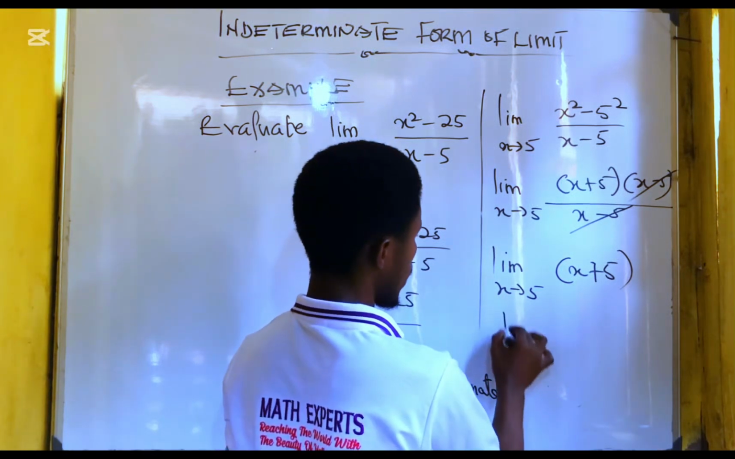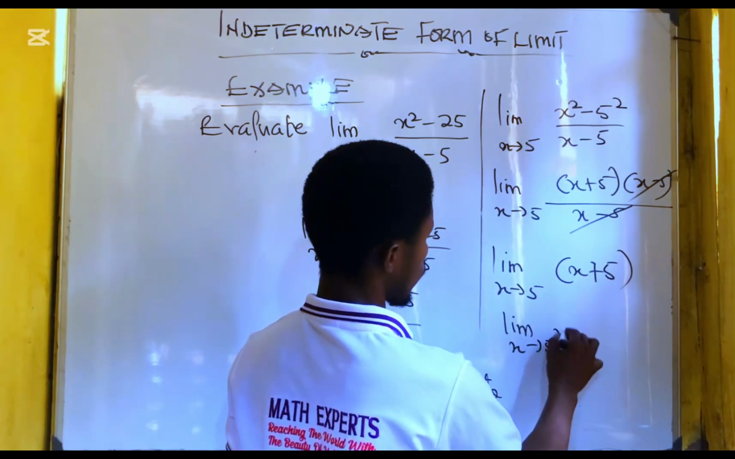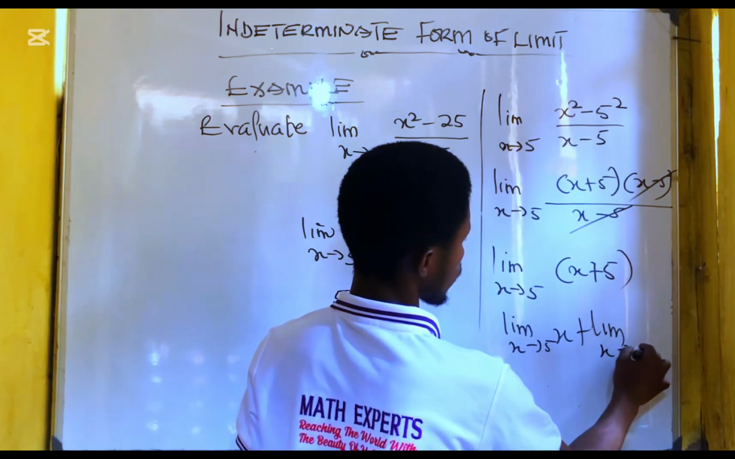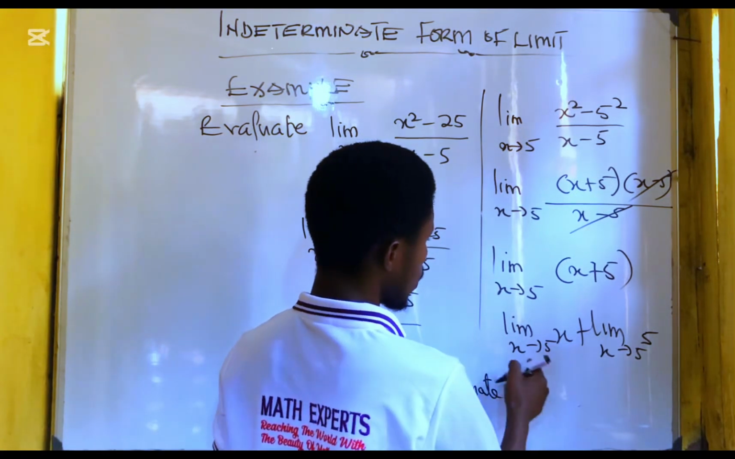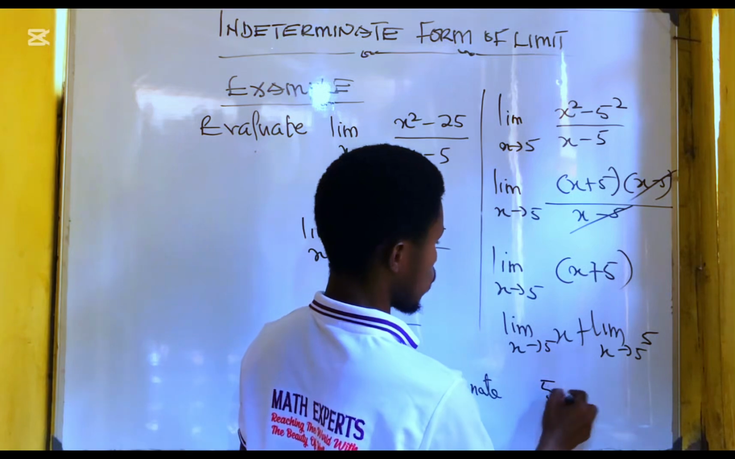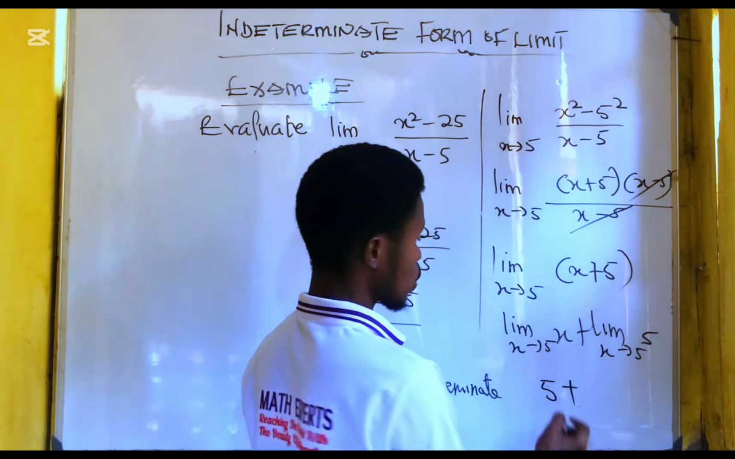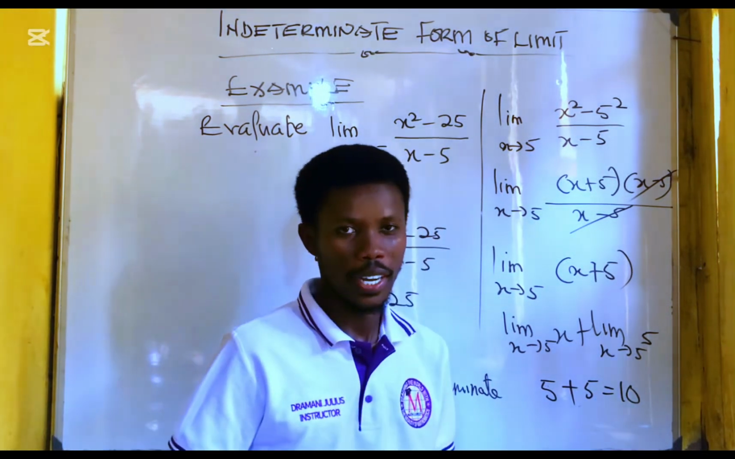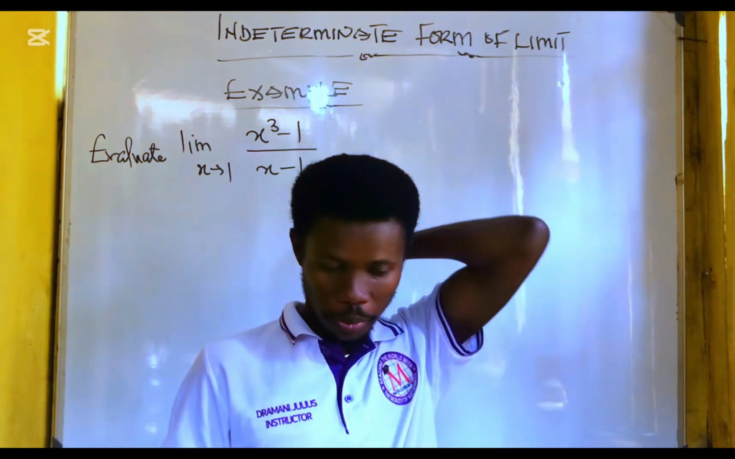So we now apply the law to it. The limit as x approaches 5 of x plus the limit as x approaches 5 of 5. Looking at this one, I'll replace this x by the 5. So we are going to have 5 plus, well, this is 5, but it's a constant, so you maintain a constant, 5. And that gives you 10. Is that okay? Now let's look at another example.